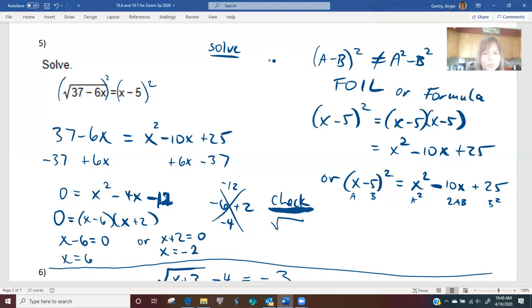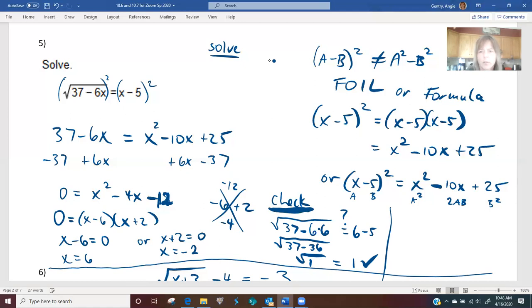So in the original, 37 minus 6 times 6, if I use the 6 first, is equal to 6 minus 5? 37 minus 36, the square root of 1 equals 6 minus 5 is 1. That is true. Now let's check the negative 2. 37 minus 6 times negative 2 is negative 2 minus 5? 37 plus 12.